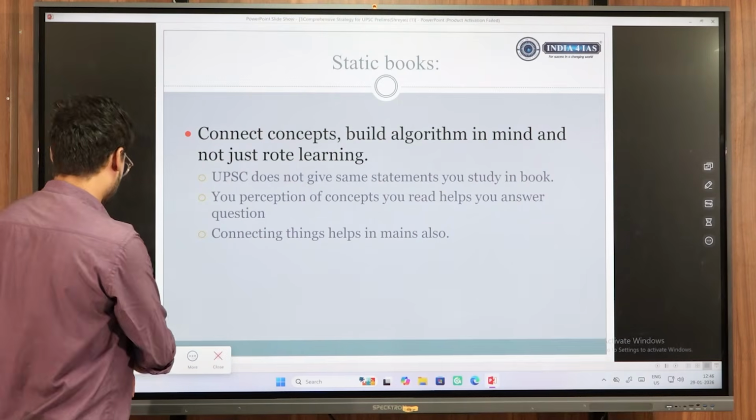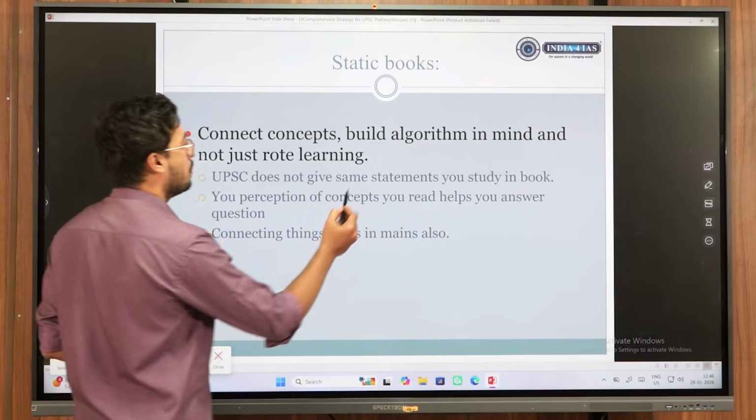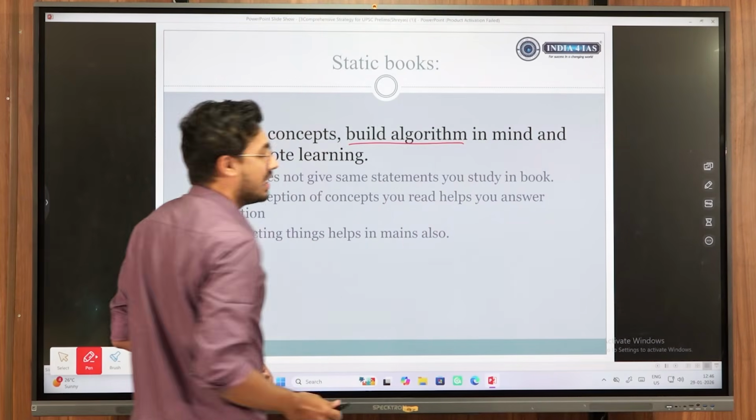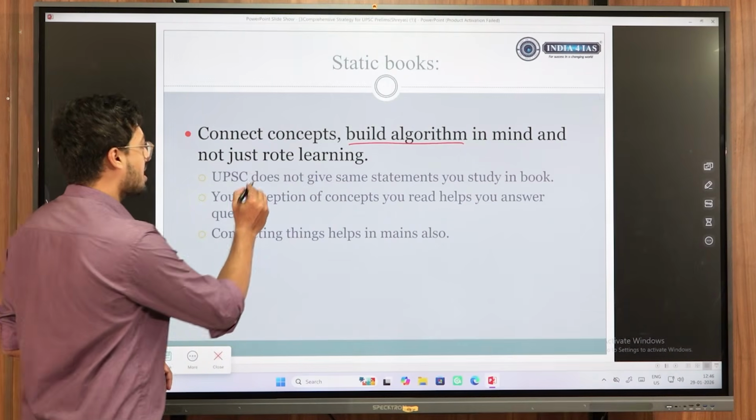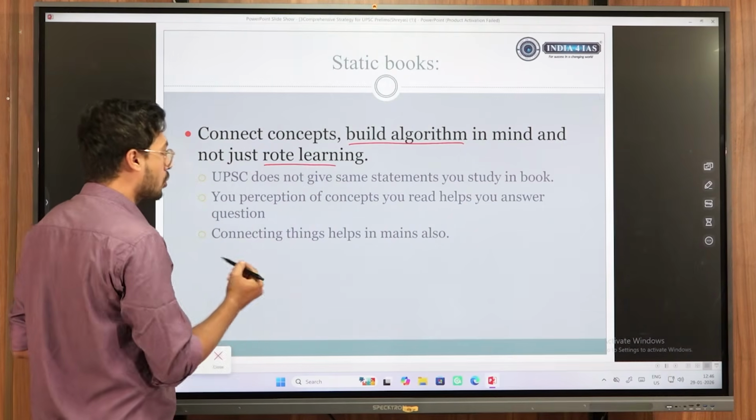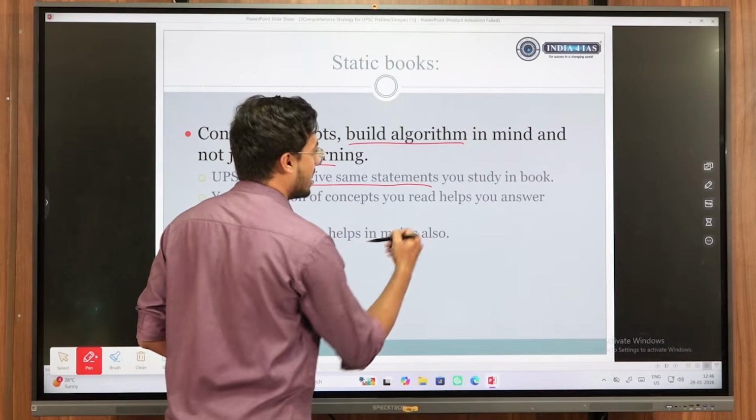Moving on, like I said, we need to build an algorithm in our mind, and it will help us deduce the wrong options very easily rather than just rote learning. And also, we need to know that UPSC does not give the same statement that we study in the book.